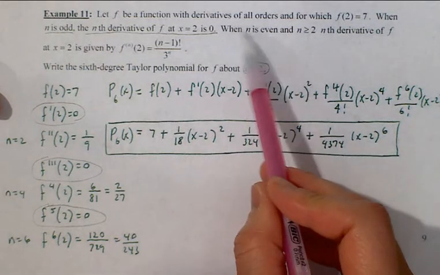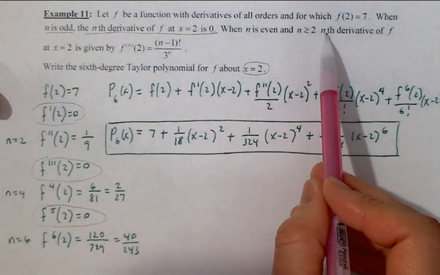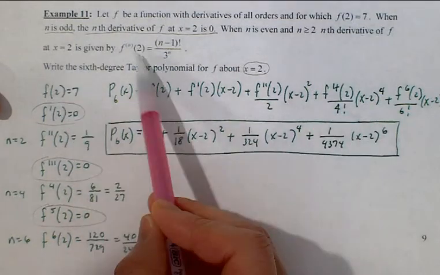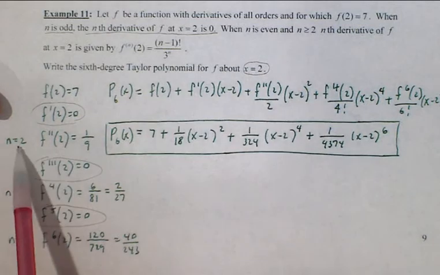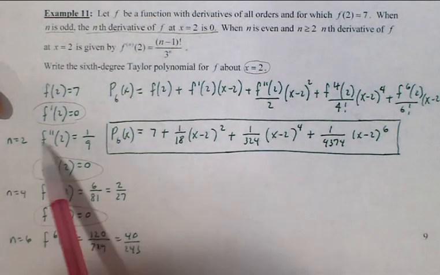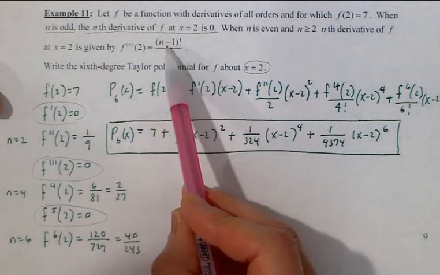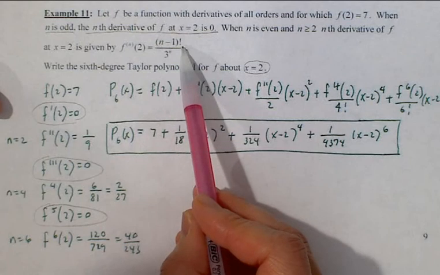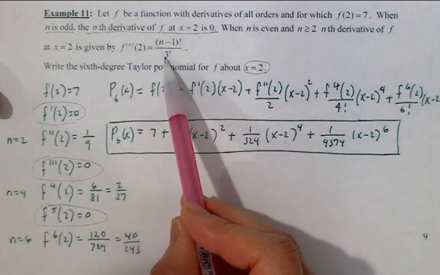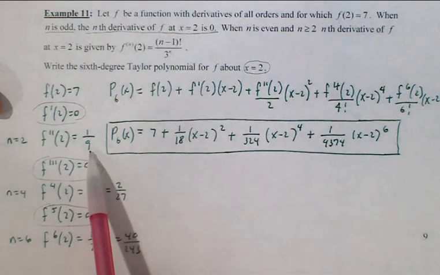And now it says when n is even and n is greater than or equal to 2, the nth derivative of f is given by this here. So now I need to evaluate it. When n is equal to 2, I have f double prime of 2, and that is equal to, now I'm just going to put in 2 for n. 2 minus 1, that's 1 factorial, all over 3 to the second power, so that gives me 1/9. That's how I get this.